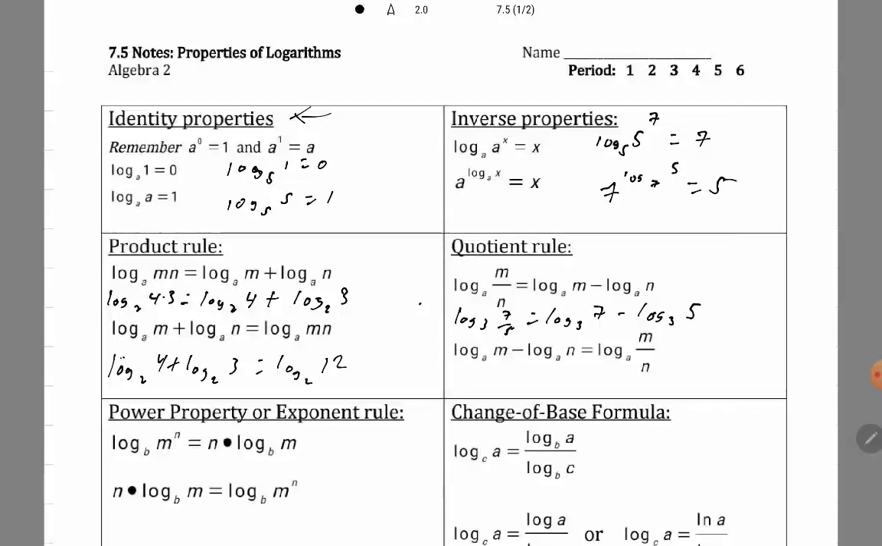And vice versa, you can combine them. So if we had log base 3 of 7 minus log base 3 of 5, that becomes log base 3 of 7 over 5.